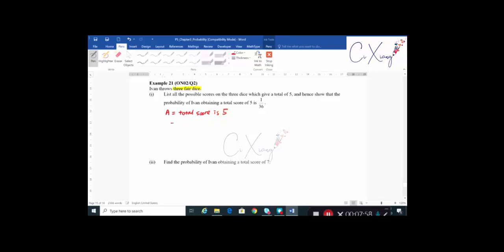And here they want you to list all the possible outcomes, possible scores. So how can I get a total of 5 if I throw 3 fair dice? So I should have 1, 1, 3. Of course, I will have 1, 3, 1 also. And also I will have 3, 1, 1. So 3 plus 1 plus 1 is equal to 5 as well. So when you add all the scores here, you will see that the total is equal to 5. Any other possible outcome to get a total of 5? So you should have 1, 2, 2. Then 2, 1, 2. And also 2, 2, 1. I think that's all.